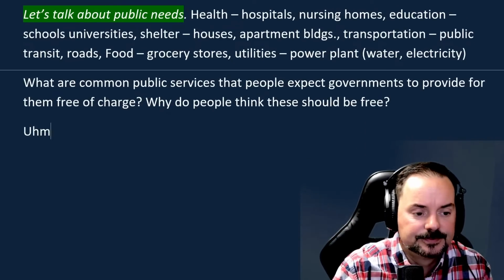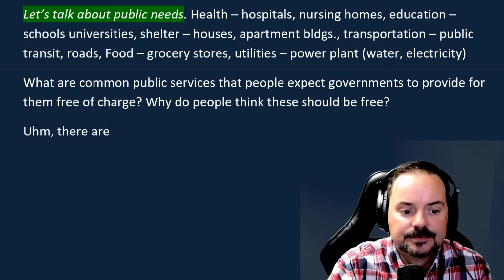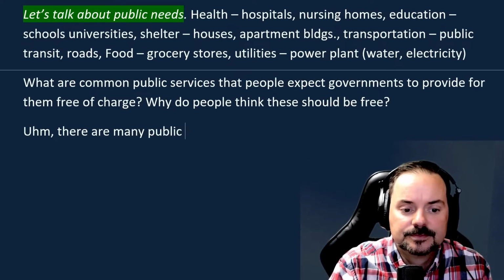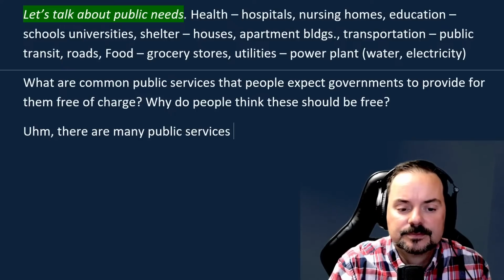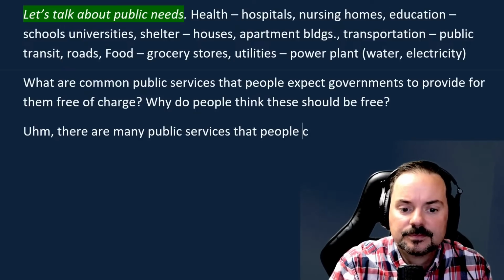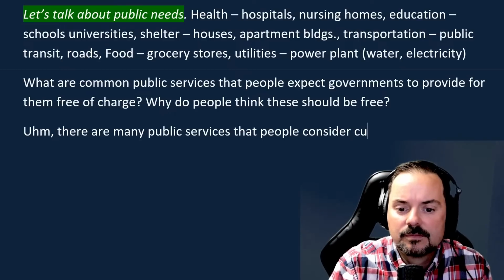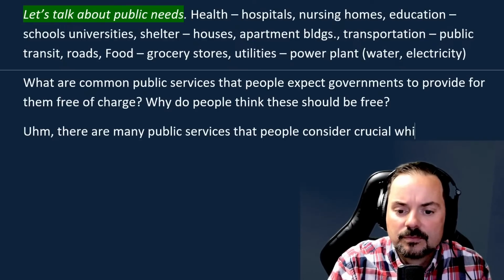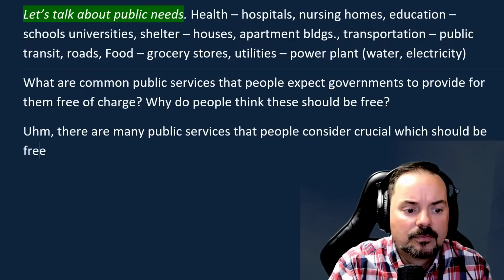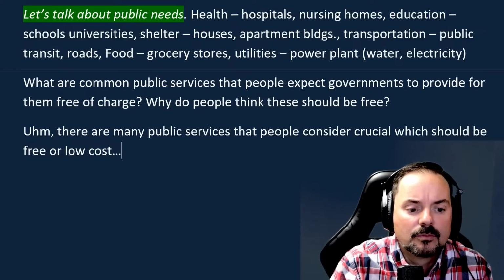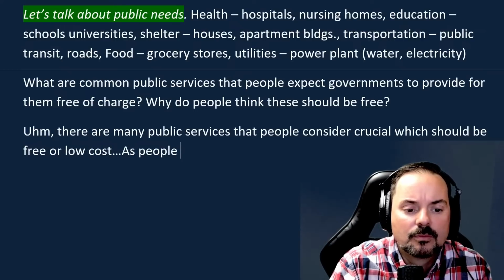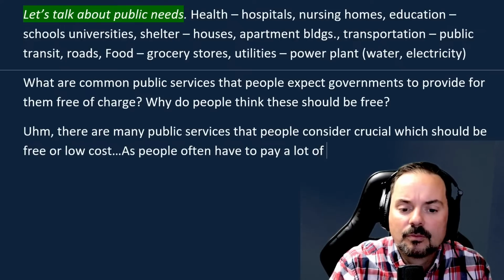There are many public services that people consider crucial, and they think they should be either free or low cost. These include affordable education centers and low cost medical care systems. People often have to pay a lot for these services, but they should be accessible to everyone, regardless of their financial levels.